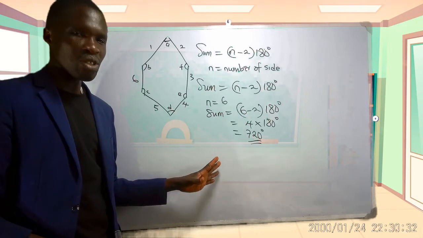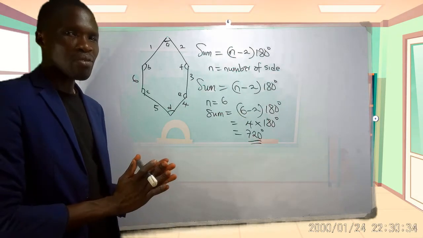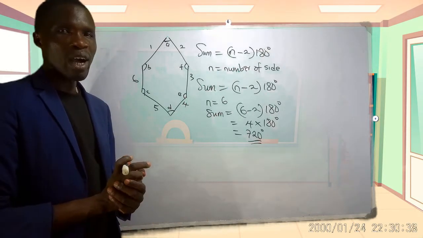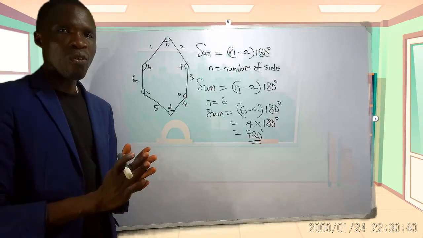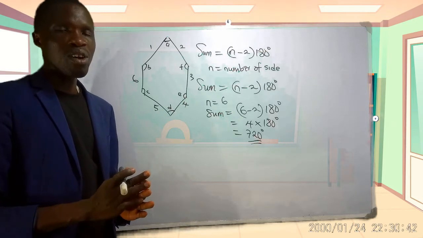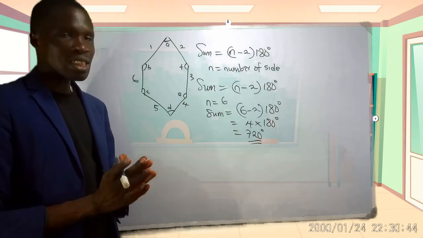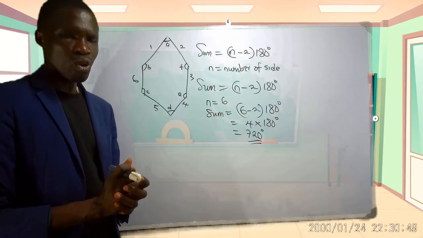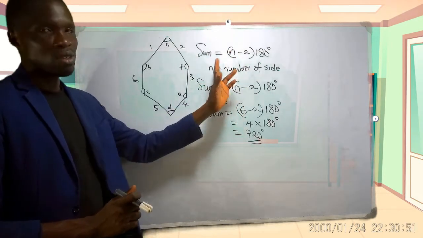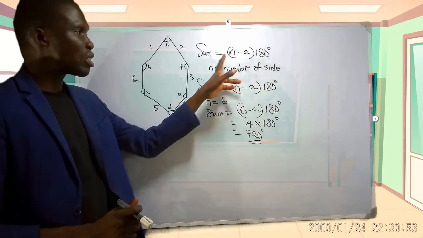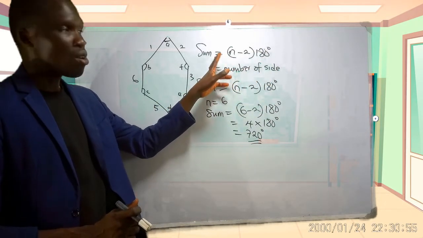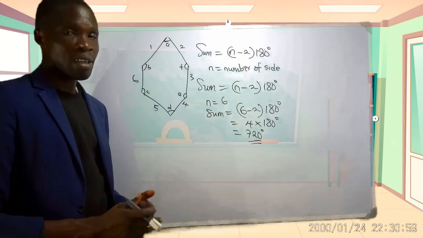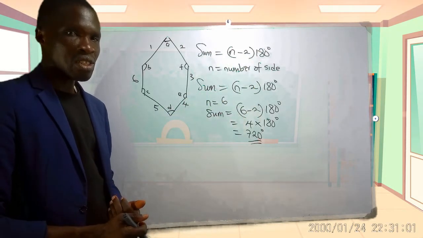720 degrees. I believe that if I give you more questions on this, you'll be able to solve them. If I ask you to find the sum of interior angles of a pentagon or a hexagon, the same formula you are going to apply, and you can do that at home. Just make sure that you apply this general formula: the sum of the interior angles of a polygon equals n minus 2 multiplied by 180 degrees.